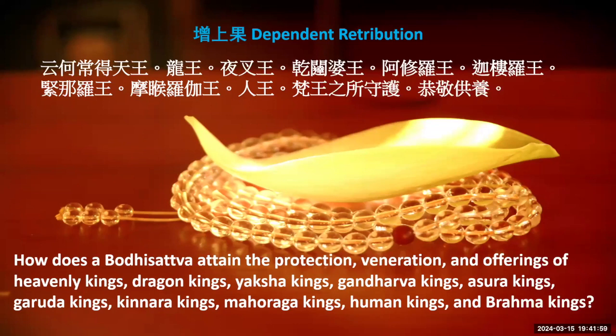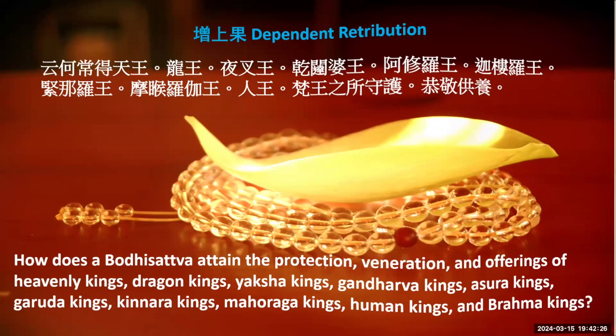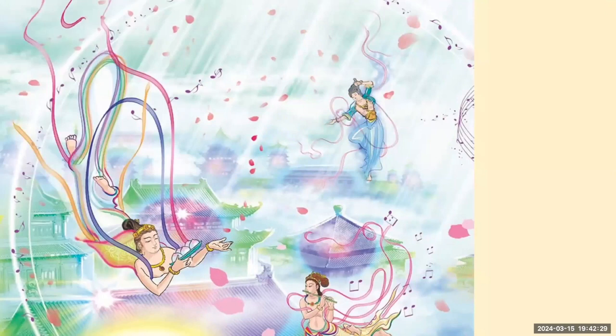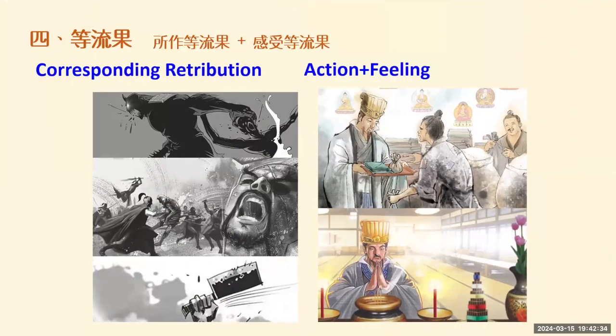Let's look at the sutra text. How does a bodhisattva attain the protection, veneration, and offerings of heavenly kings, dragon kings, yaksha kings, Gandharva kings, Asura kings, Garuda kings, Kinnara kings, Mahoraga kings, human kings, and Brahma kings? The patriarch categorized this section as dependent retribution. This implies that by diligently practicing the Dharma door of pure conduct, we can receive the protection and blessings of gods and dragons, and everything in our life will be auspicious and all of our wishes will be fulfilled.